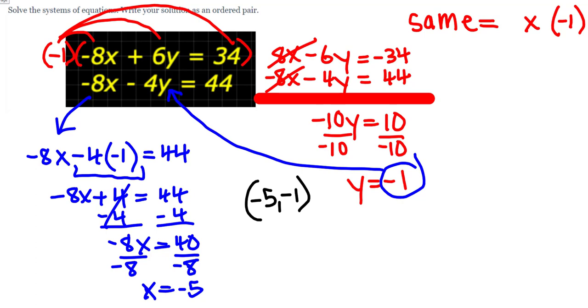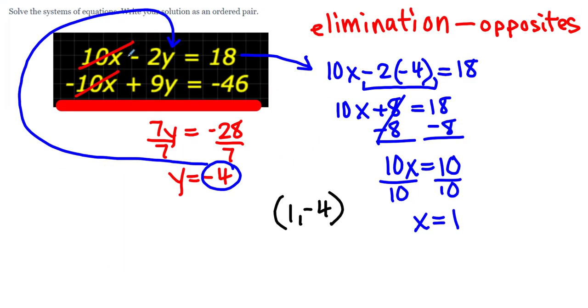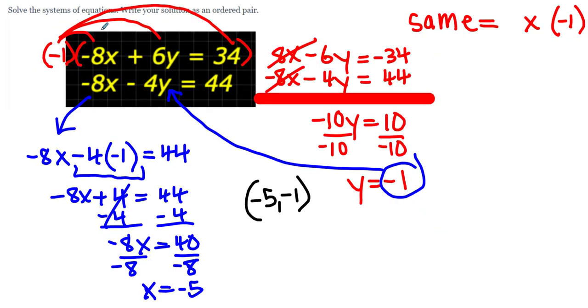So again, just a quick summary. In question 6, we had opposites. We just added them together. In question number 7, we didn't have opposites. So what we did is we had the same. And when we have the same, we want to multiply one of the equations by -1. In this case, I multiplied the top by -1. You could have done the bottom one by -1.